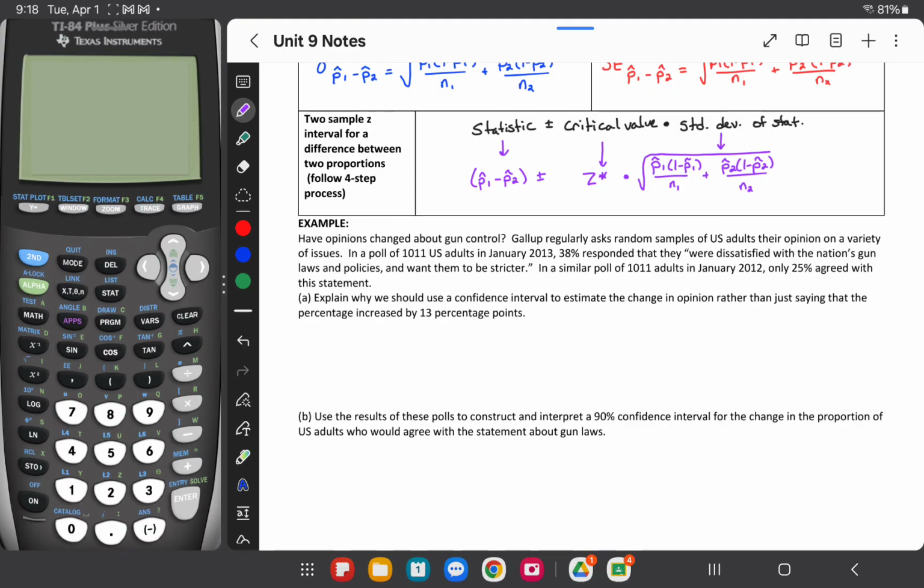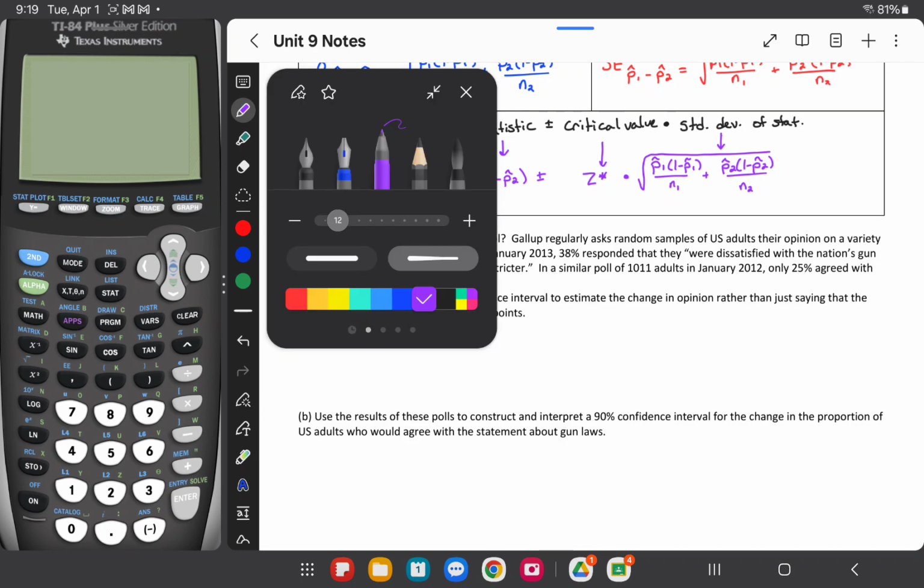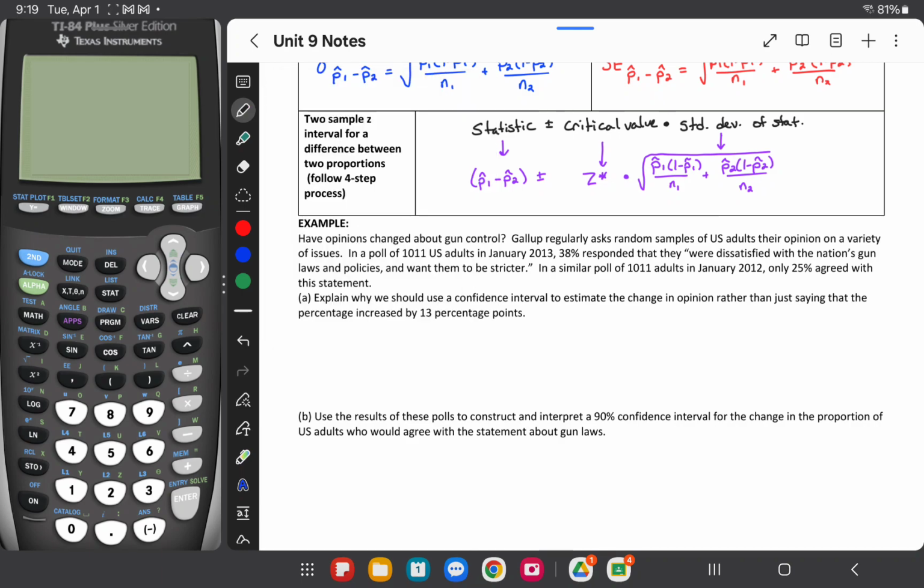So in part A, explain why we should use a confidence interval to estimate the change in opinion, rather than just saying the percentage increased by 13%. When we're talking about the difference between these two and why it would have increased from 2012 to 2013, we've got to make sure that we account for any sort of variation in our samples. So accounting for variation between samples is going to be why we want to build a confidence interval.